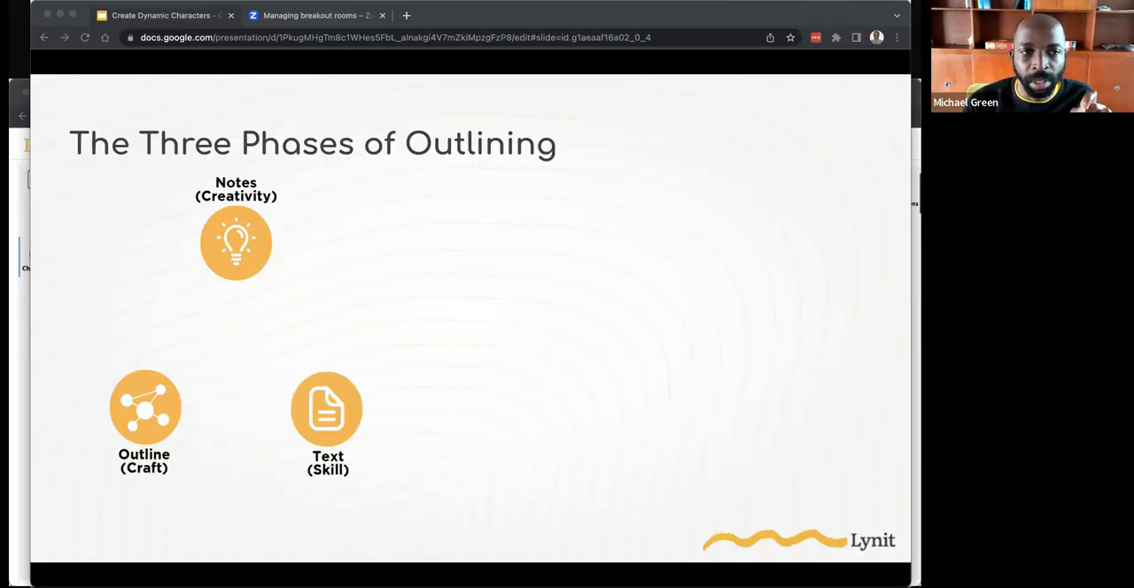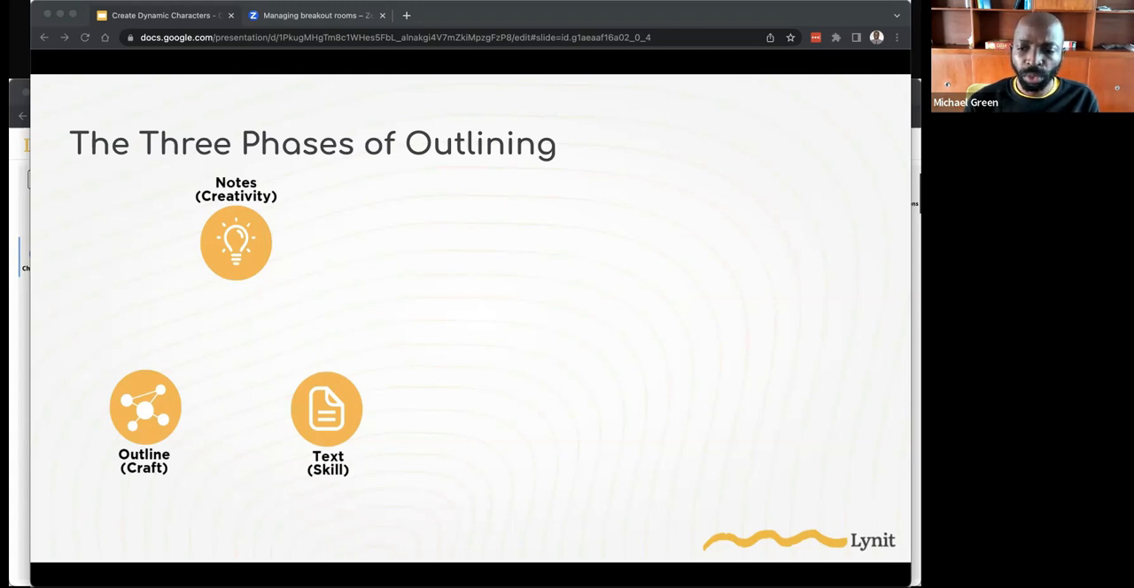The definition of those three things. In the first phase, you have your notes, which is your creativity, your ideas. Second, you have your outline, which is a document. This is the craft of how you pull all your ideas together in a structure that tells a story. And thirdly is the actual text itself, where it can be part discovery. There are things that you thought made sense in the outline, but once you write into a scene, you realize it doesn't work, or you get new ideas when you're in the scene.